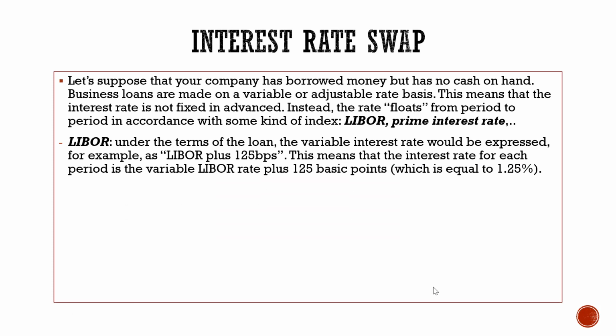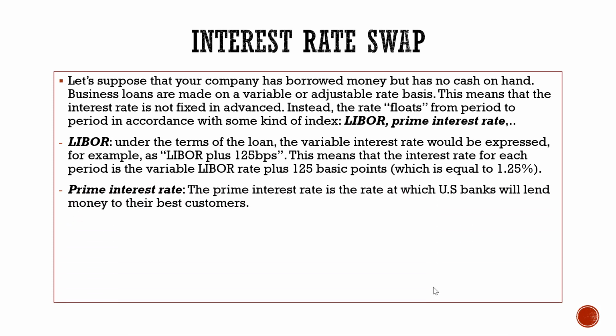The variable interest rate would be expressed, for example, as LIBOR plus 125 BPS. This means that the interest rate for each period is the variable LIBOR rate plus 125 basis points, which is equal to 1.25%. And the prime interest rate is the rate at which U.S. banks will lend money to their best customer.